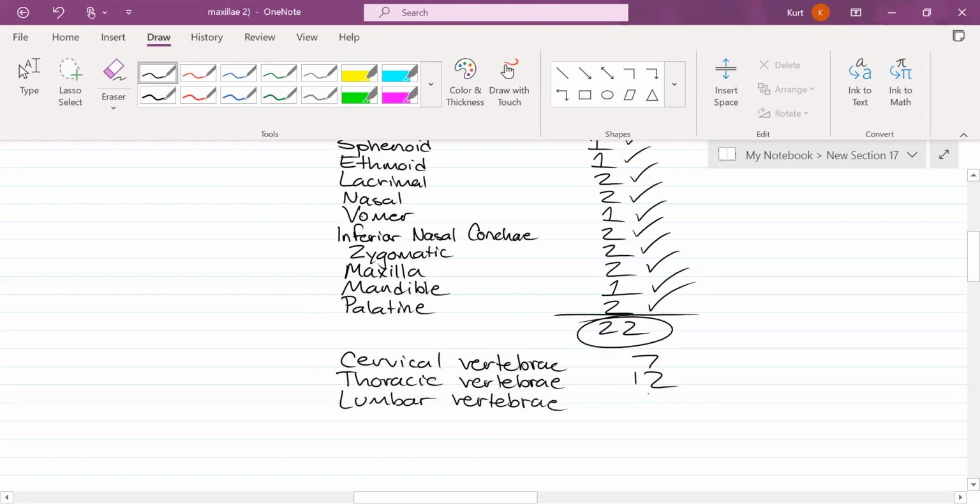5. All right. What is the posterior of your pelvis? Actually, let me rephrase that. It's where your pelvis attaches to your spine. Sacrum. How many? 1. And what's your tailbone? Coccyx. 1. That should be 26.